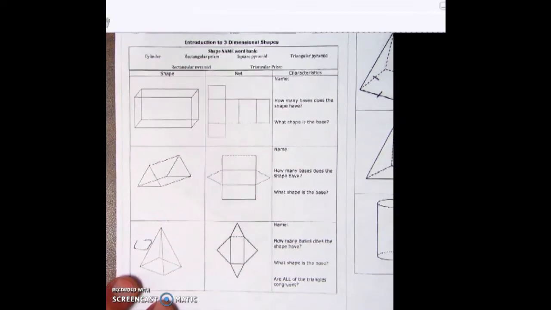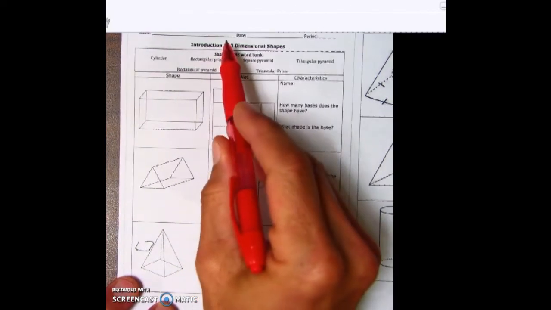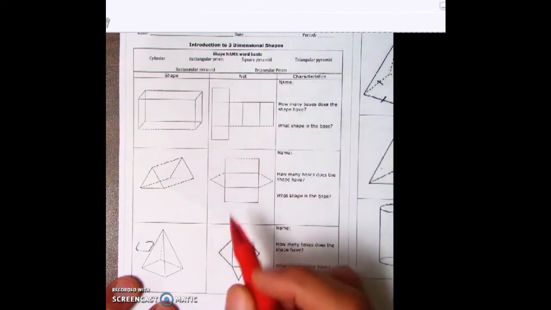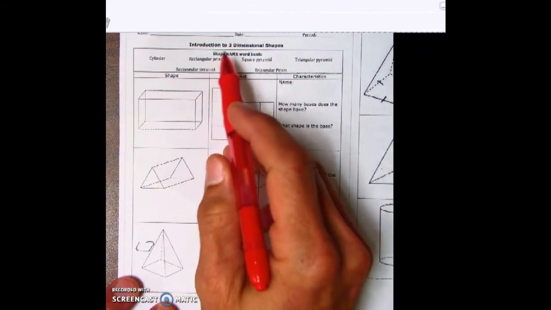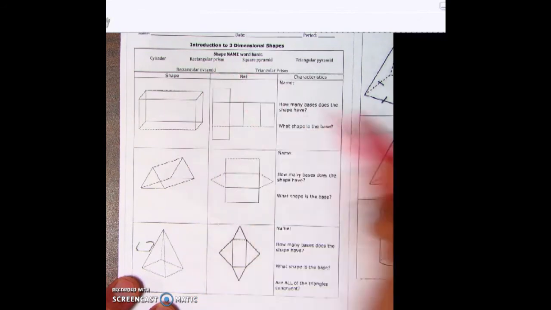Hello students, this is the video companion for Introduction to Three-Dimensional Shapes. In this we're going to name these shapes. We're going to use this word bank.